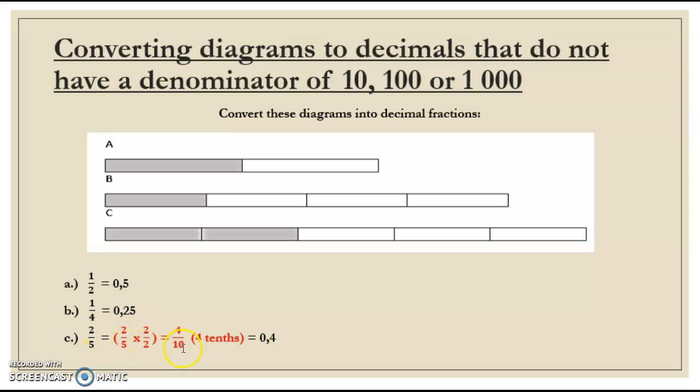Our denominator is now sorted out. We do the same to the numerator. 2 times 2 is equal to 4. Here we have 4 tenths, or in decimal notation, 0,4.